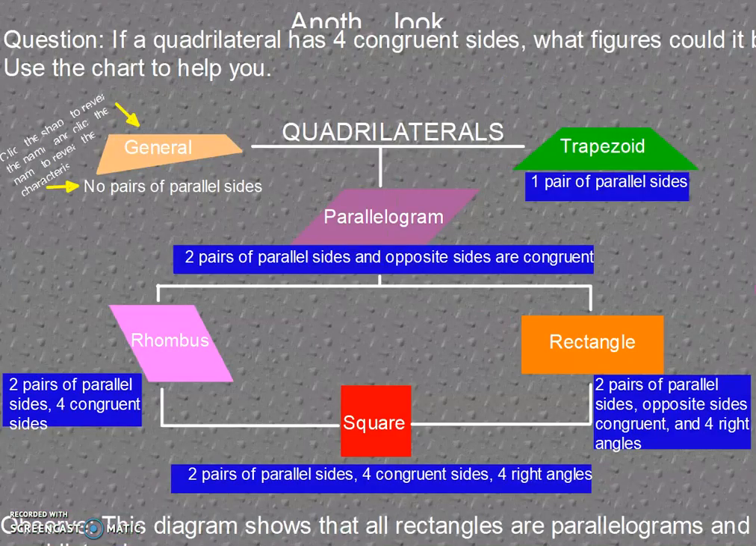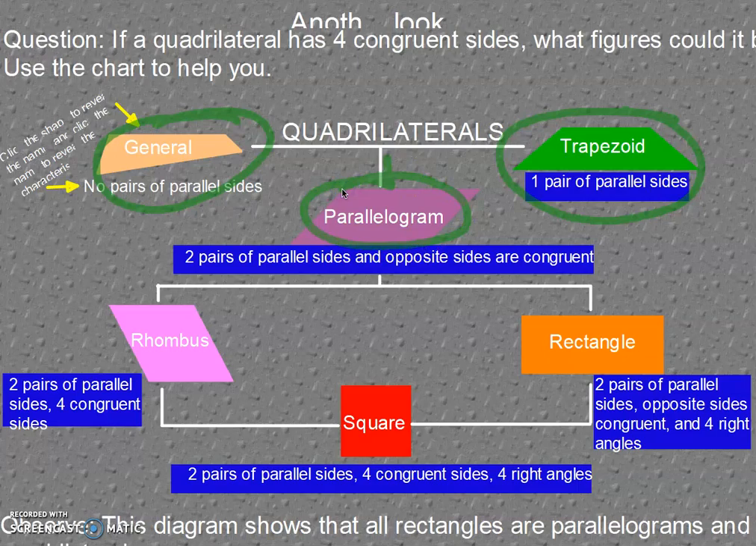And you can see that on the flow chart. This is called a quadrilateral flow chart, and on the module there is a blank flow chart that you can print and fill in, or you can type on it, or you can just draw it on a piece of paper yourself. But quadrilaterals start off, we categorize them first as general, meaning they have no parallel sides, they're just a quadrilateral, or they have one pair of parallel sides, they're a trapezoid, or if they have two pairs of parallel sides, then they're a parallelogram. And the opposite sides are congruent. If they're parallel, they have to be congruent because their opposite sides are stopping at the same places.